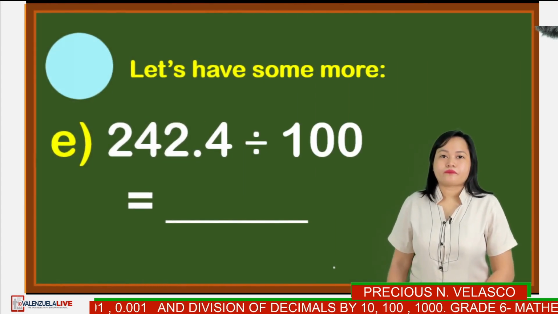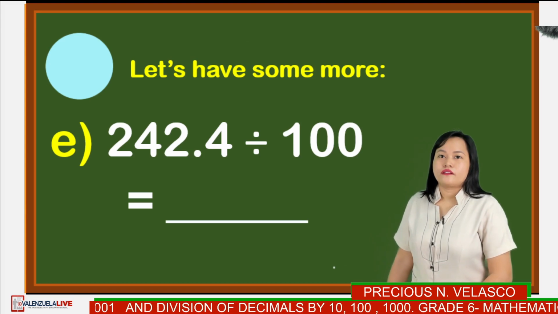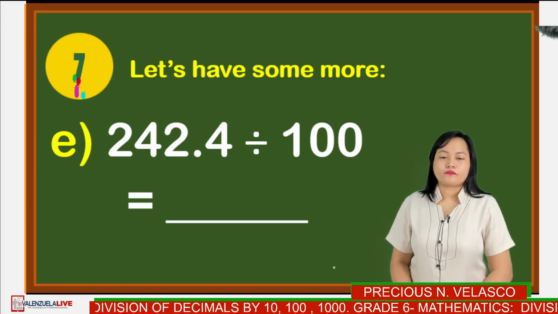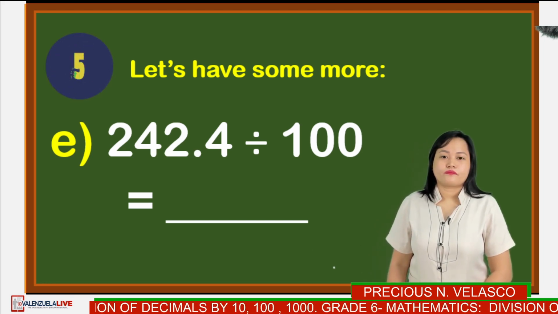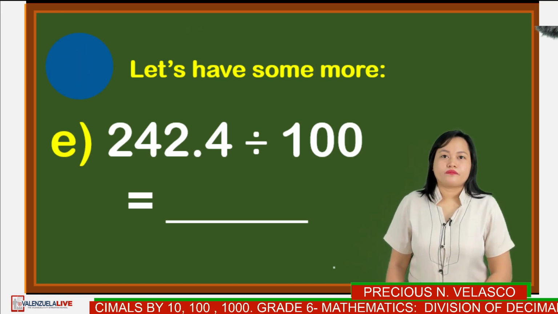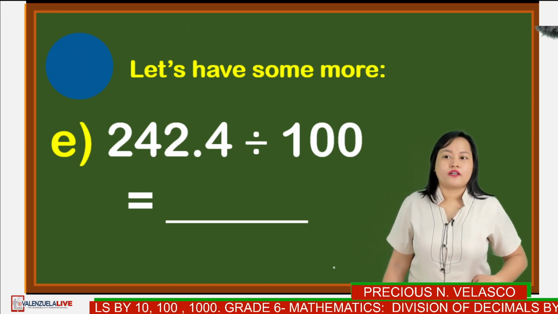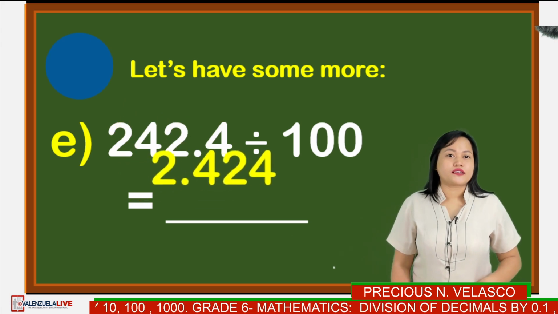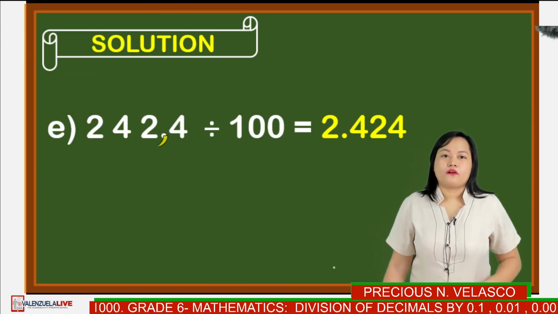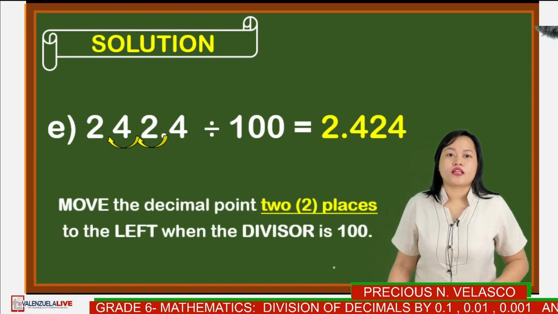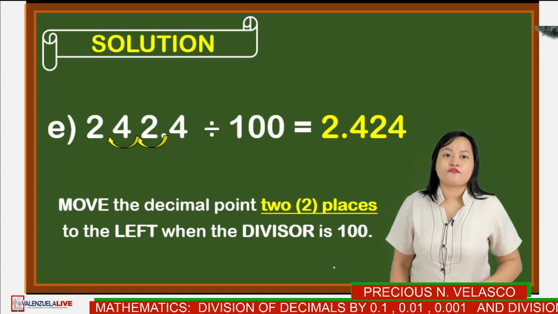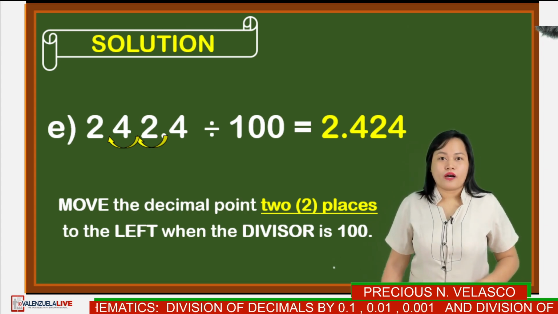Next one. How about this one? Your 10 seconds starts now. Okay, our answer for this equation is... So how did we get that? Again, we just move our decimal point 2 places to the left when the divisor is 100.